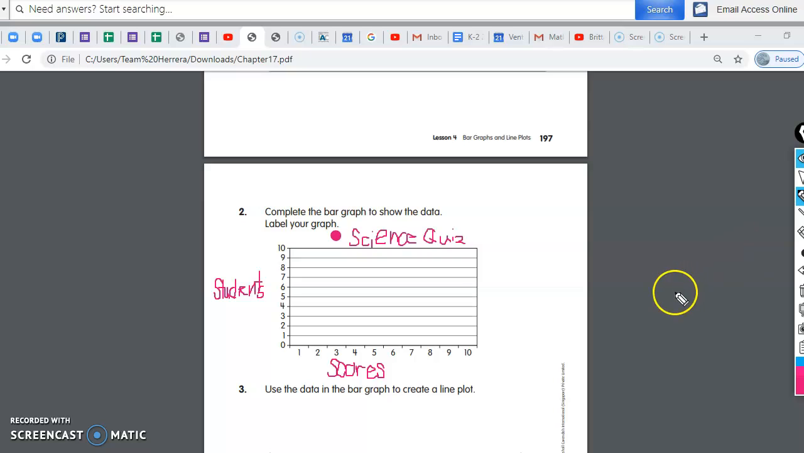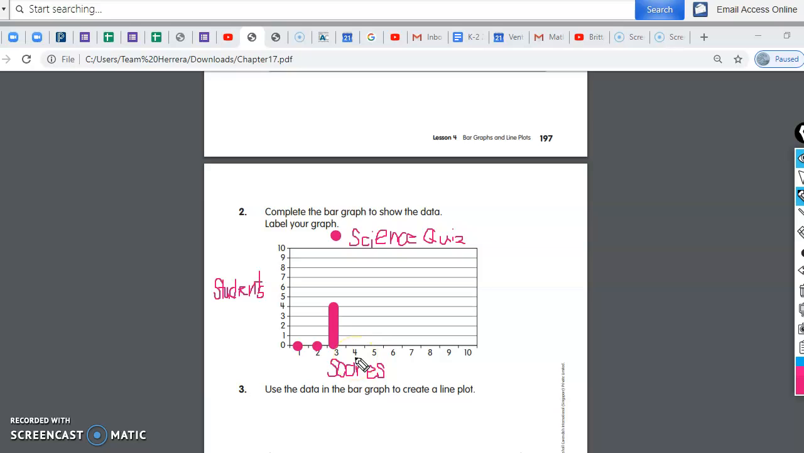So looking at our chart, we have scores 1 through 10. So we're going to look at score 1 on our chart. How many students scored a 1? Well, no one. So we're going to try and make that a 0. Okay. Then how many scored a 2? Again, 0. Okay, now how many scored a 3? Well, we'll notice that on our chart on page 197, it says 4 students. So what we want to do is we're going to go up 1, 2, 3, 4. So I'm going to start at the top actually and draw my bar going down.